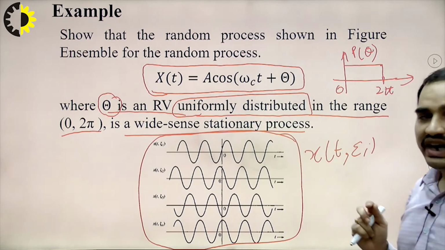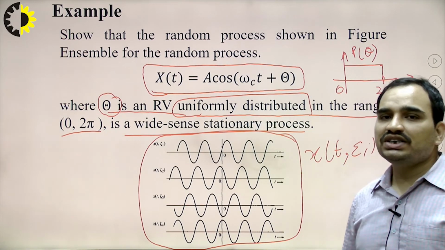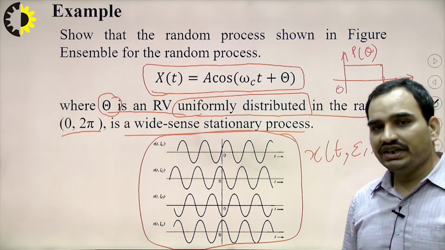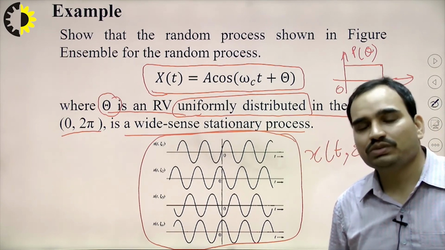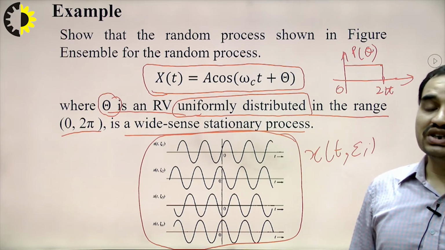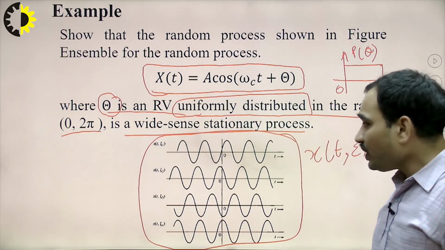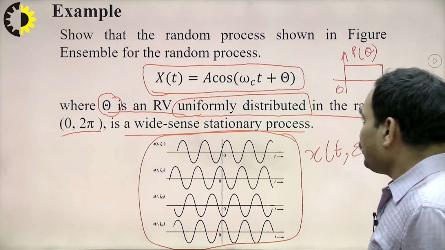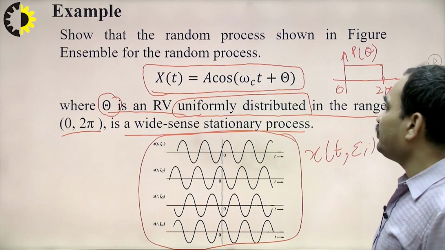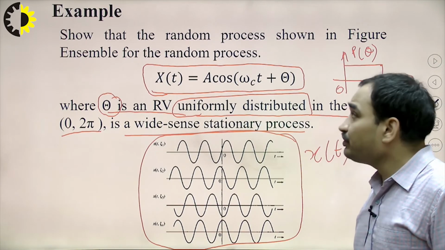So for that we have to prove two conditions. One is the mean should be constant, another is the autocorrelation function must be dependent only on the difference of the timing. Now let's prove one by one. So first we have to find the uniform distribution.